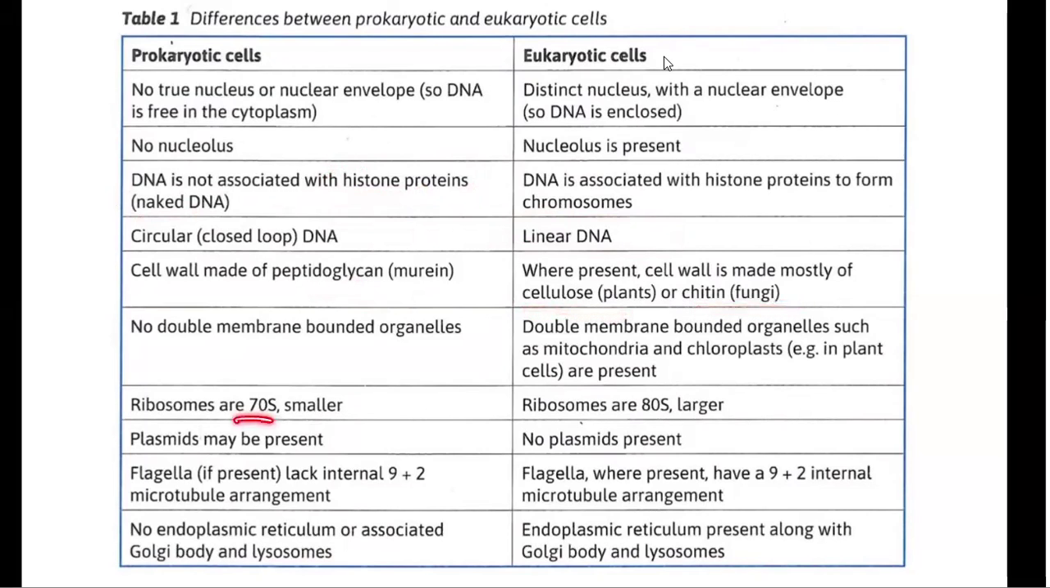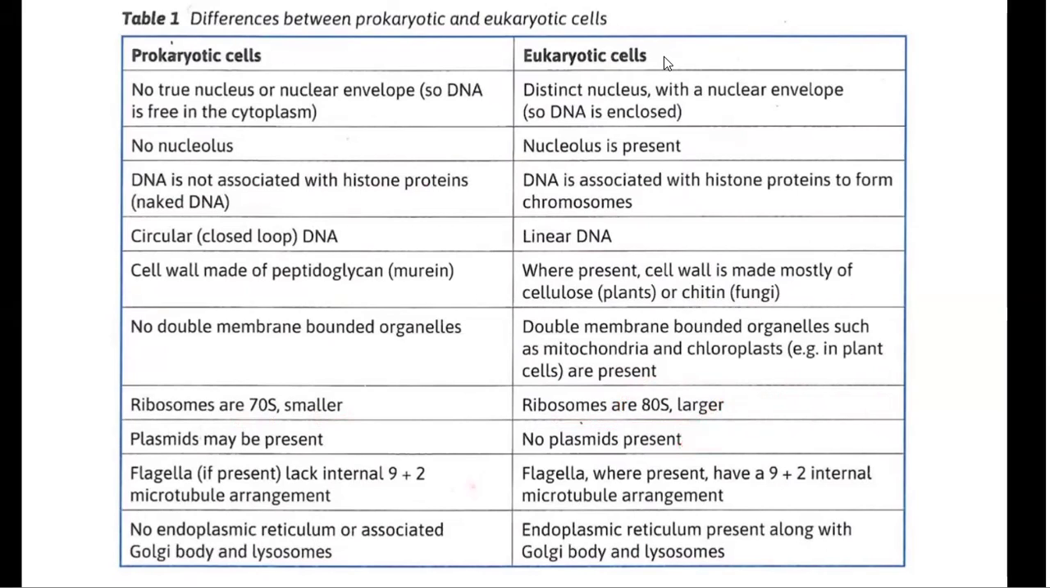The ribosomes are 70S ribosomes, they are smaller. Eukaryotic ribosomes are 80S, larger, together with the ribosomes present in the mitochondria as well as the chloroplast. So make sure that you don't miss this: eukaryotes have only 80S ribosomes in the cytoplasm because they have 70S ribosomes as well, but only inside the mitochondria and the chloroplast. Plasmids may be present in bacteria; plasmids are never present in eukaryotes.